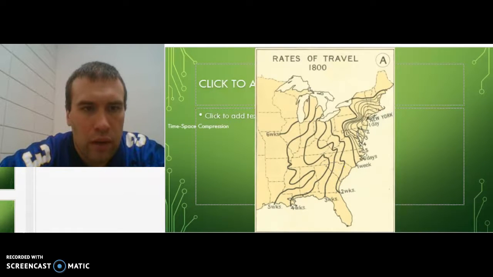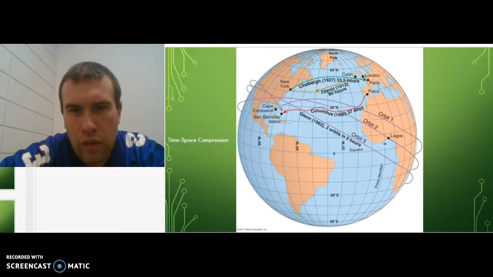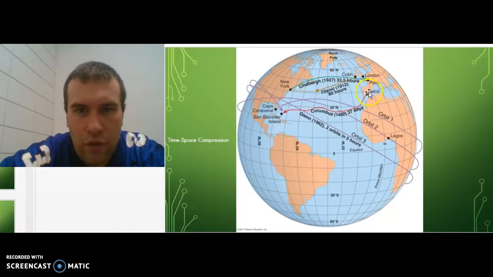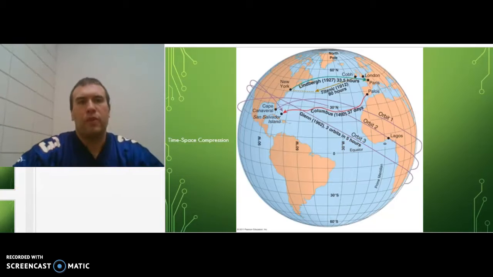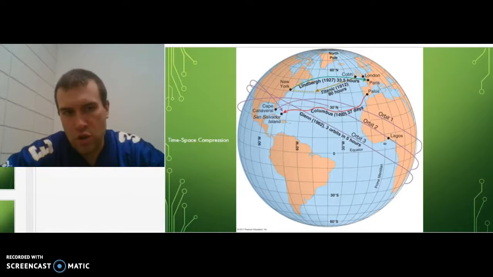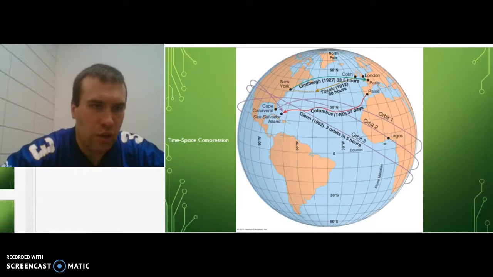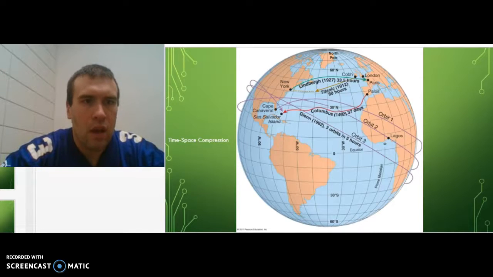To show it to you even better is this. It took Columbus 37 days to get from Europe to the Caribbean. Well, by 1962, it was 3 orbits to get around the Earth in 5 hours by John Glenn. And obviously that time is only decreasing. The speed at which we can communicate and travel throughout the world is only increasing as we move forward.